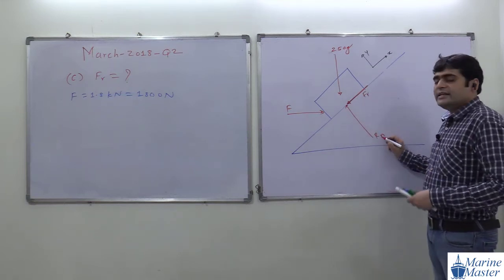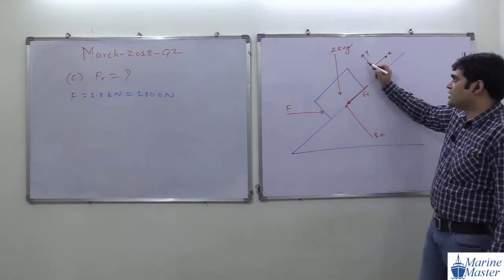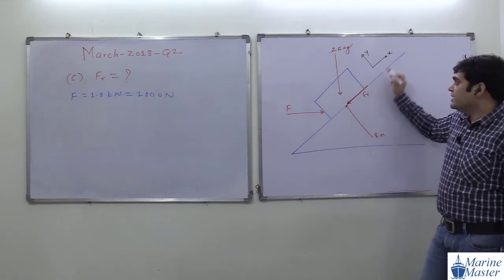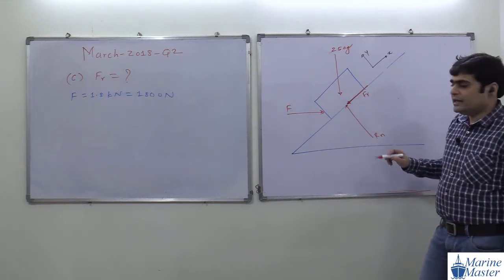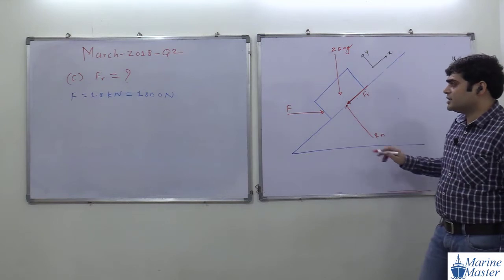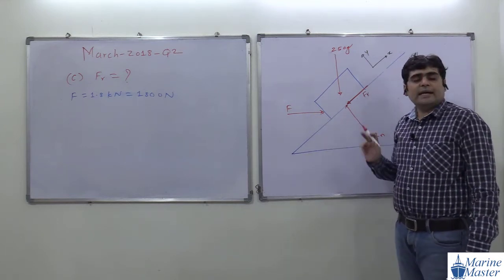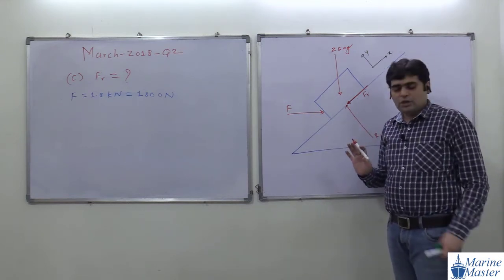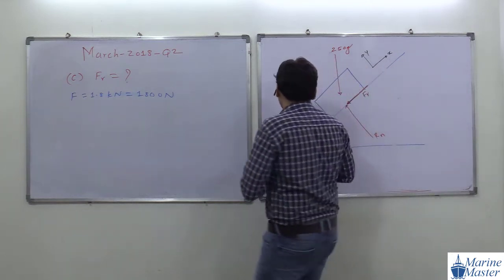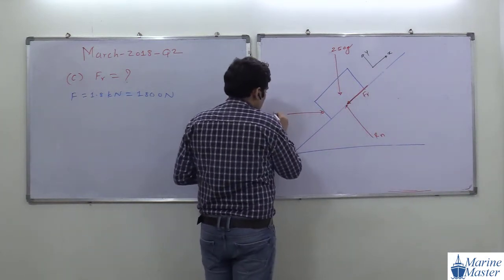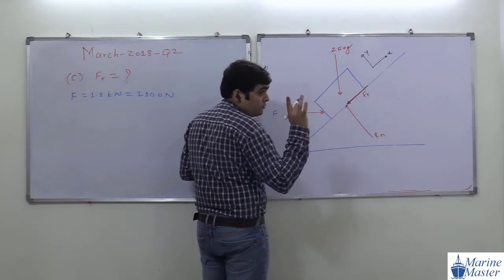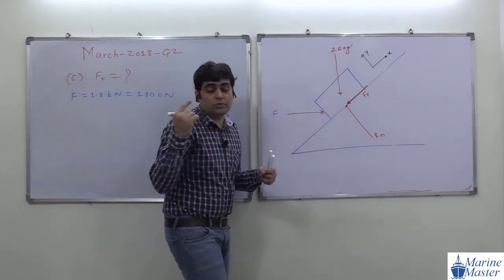Now, this Rn is in which direction? Directly in the y direction. Fr is in the negative x direction. But what about this F? Neither in the x direction nor in the y direction. So in such a scenario, we are going to form a rectangle.